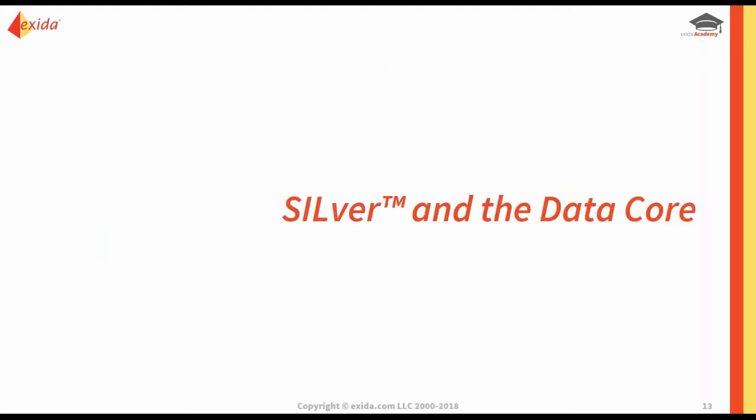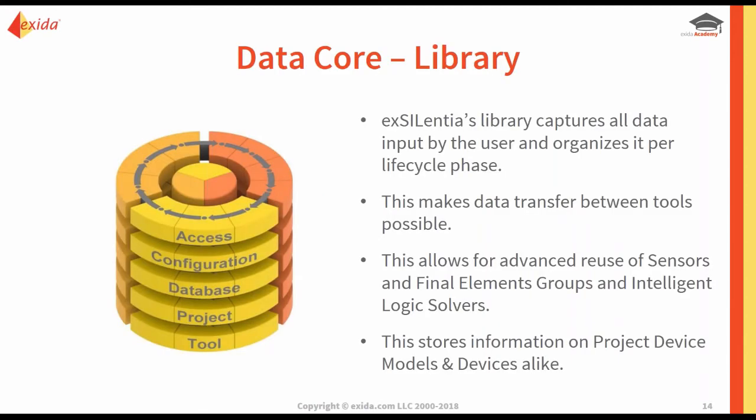So let's go over how Silver uses this data core. The first thing we're going to look at is, again, the library. The library captures all of your user input information, and this is essentially what makes the data transfer between tools possible. For Silver specifically, it allows for advanced reuse of sensors, final elements, and logic solvers. It's also keeping track of your project-specific information, like what kind of device models you are using, and what your specific devices are. Now, that might sound a little confusing. I'm going to explain it in a minute.